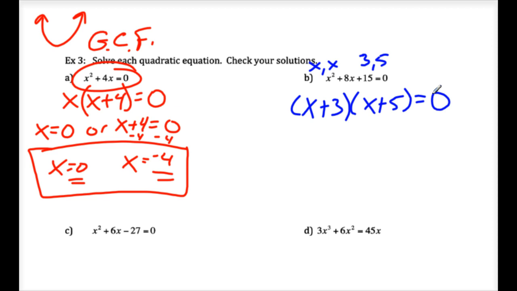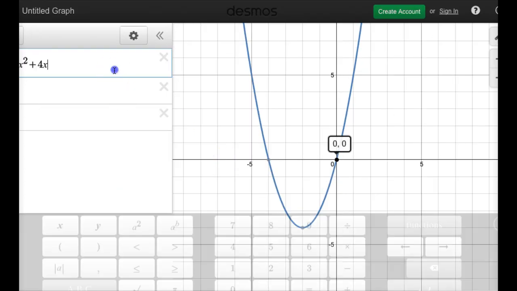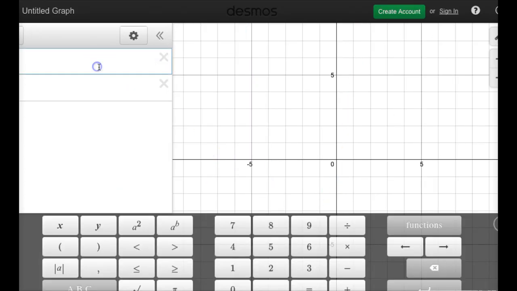X plus 3 equals 0, or X plus 5 equals 0. X is -3 or -5. So if we graph this one, it better cross the x-axis at -3 and -5. Let's see if it does. Back to Desmos. X squared plus 8x plus 15. You hit the X button, it goes away.